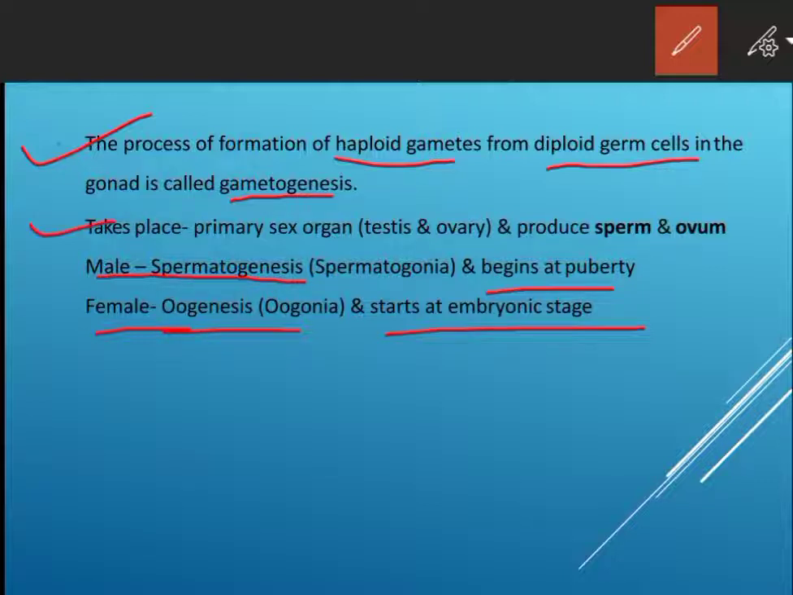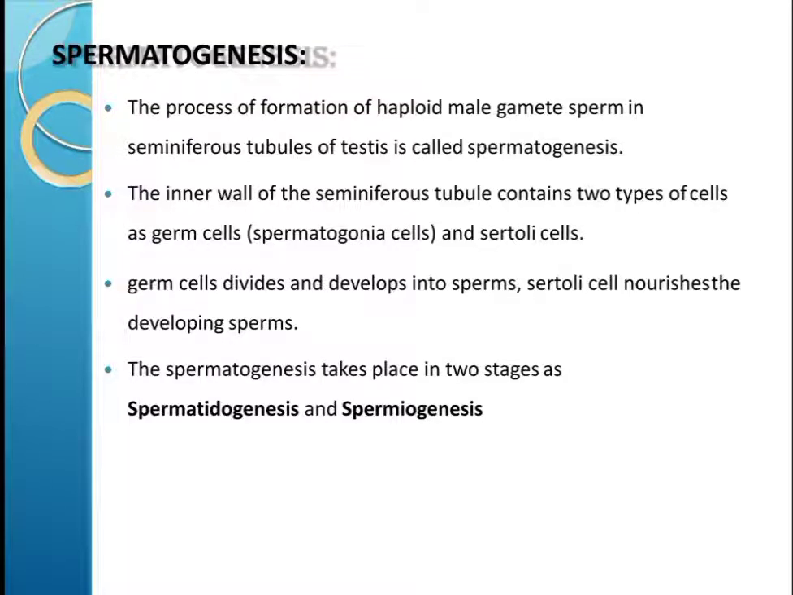Gametogenesis takes place in primary sex organs, that is in testes and ovaries, and it produces sperms and ovum respectively. Let us start with the first type, that is spermatogenesis.